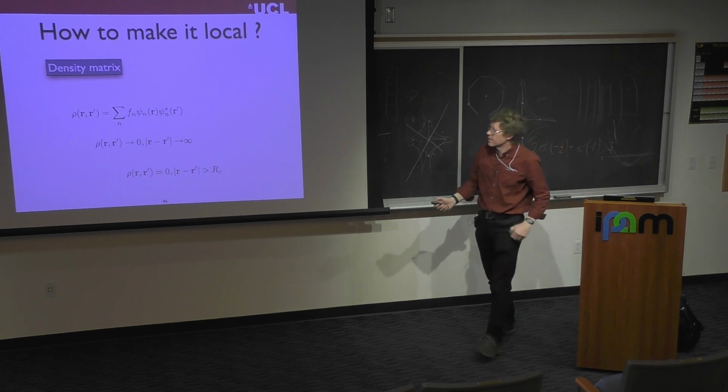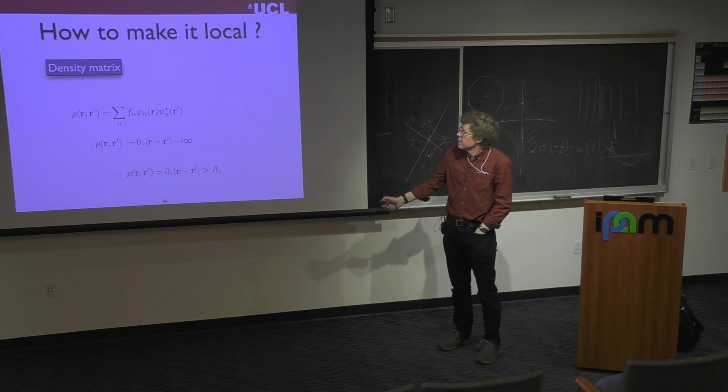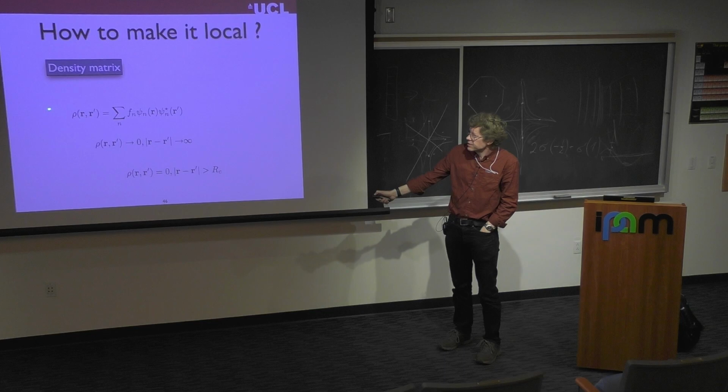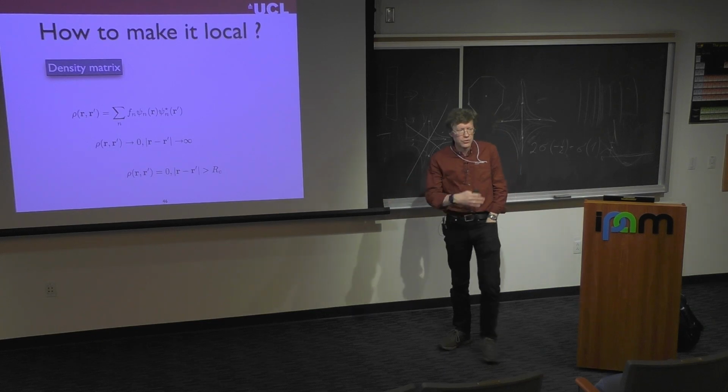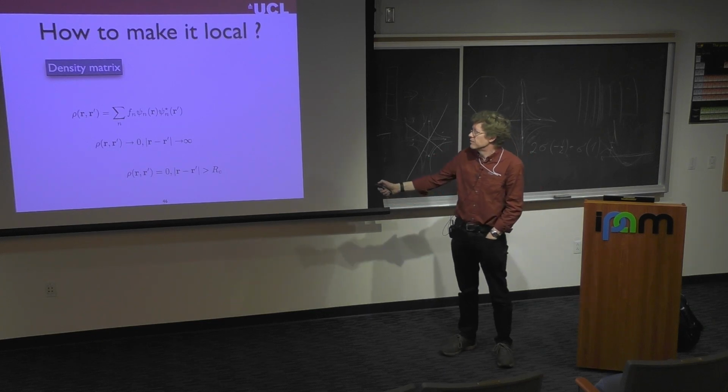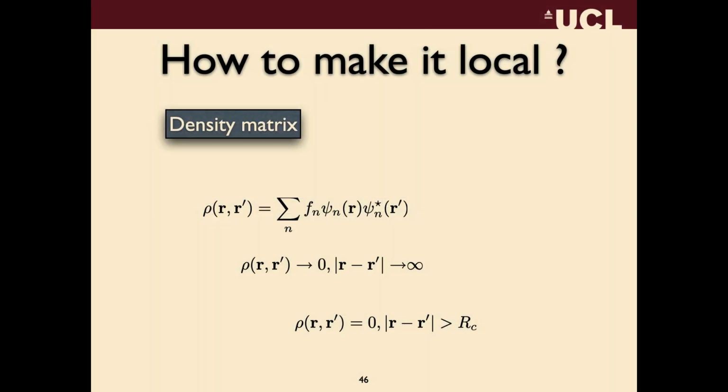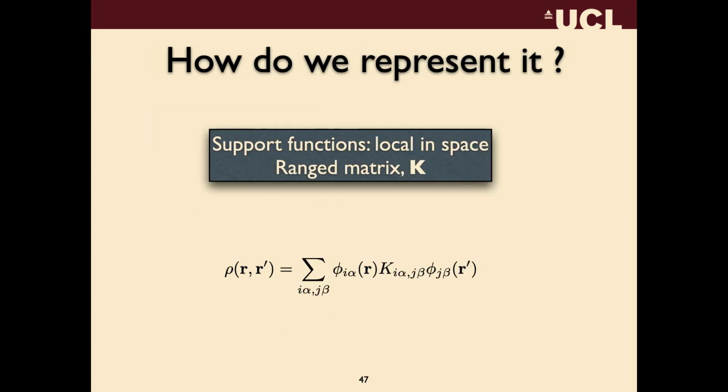So here's the key idea. We've defined the density matrix. This is the formal definition, but of course, if you're doing linear scaling, you don't do this. The formal definition is like this, but we know that the density matrix is ranged. It goes to 0 as the distance between 2 points in space increases. And so the key idea in linear scaling theory is to impose a cutoff. We just force it to be 0 once you've gone to more than a certain distance between points.